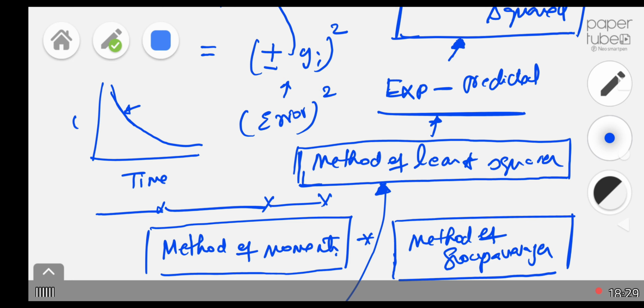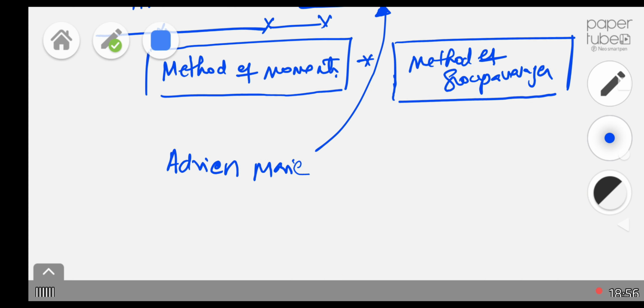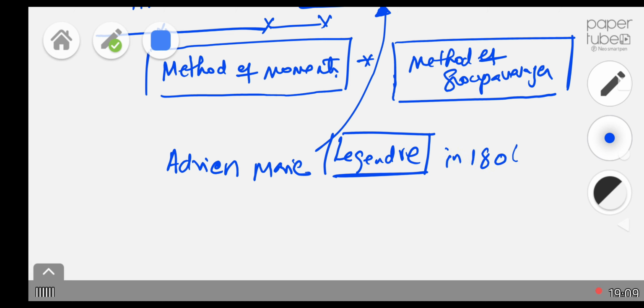The method of least squares means that the error function, the sum of the error squared, should be as small as possible. That's why it has the name method of least squares. This terminology, method of least squares, was coined by the French mathematician Adrien-Marie Legendre. I don't know how to pronounce it, but I believe it's Legendre. You might have learned about Legendre's polynomials in general mathematics. This term was coined in the year 1806. So that's the method of least squares.